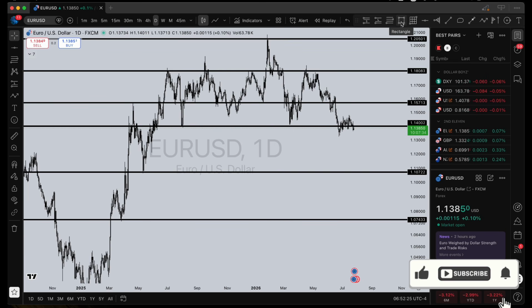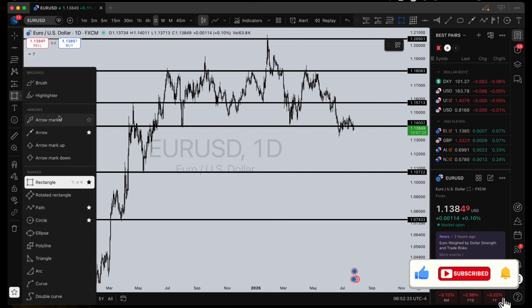Once I've been able to use a horizontal line to highlight those key levels, I just switch to rectangle. You can get all of these tools. They are all here. Look at it here. If you come here, you would see it: brush, highlighter, arrow marker. These are all the tools you can use. So I just star the ones I need and I place them here on my screen. You can see. So instead of using a horizontal line, you know, we said a line is too precise.